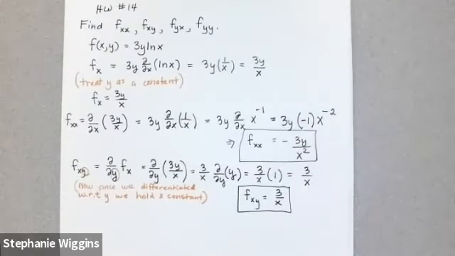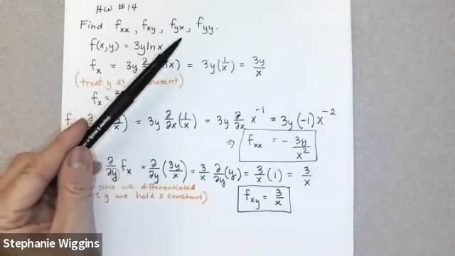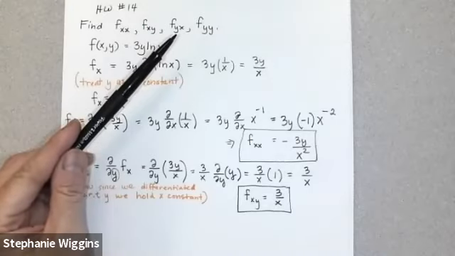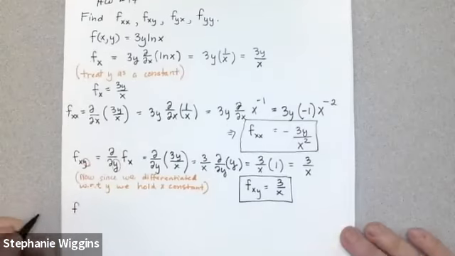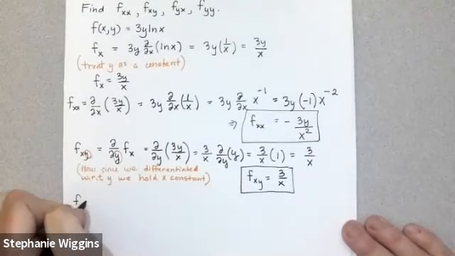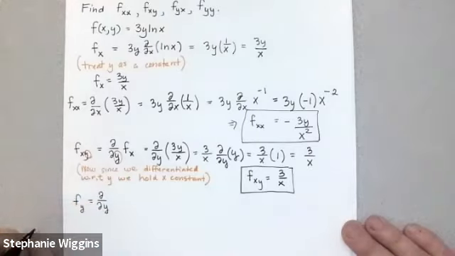Now we've just got half of the problem done. The next step now is to calculate the second order derivatives fyx and fyy. But before I can do that, I have to find fy. So fy is the derivative with respect to y of my f. F is 3y ln x.